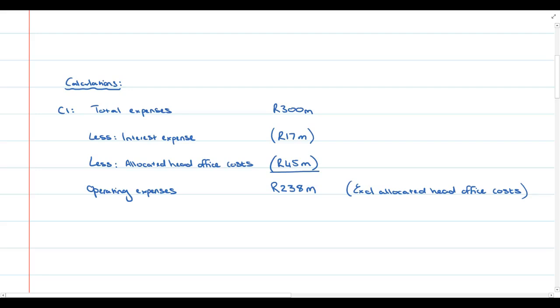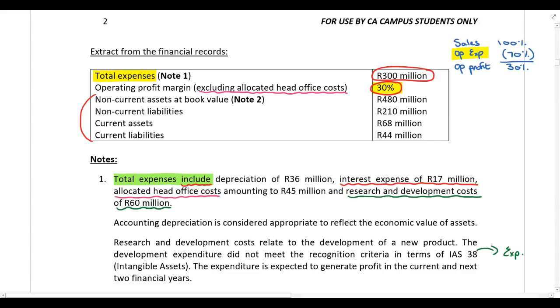Now that we have operating expenses, we can calculate operating profit. Remember, the maths logic is you multiply by what you want and you divide by what you've got. So what do we want? We are trying to calculate operating profit. So we are going to multiply by 30.